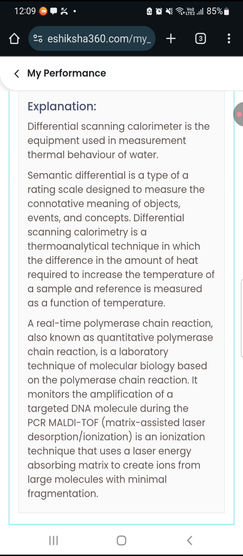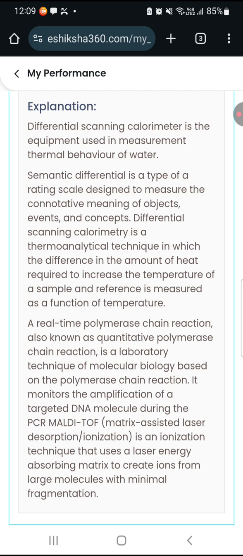Semantic differential is a type of rating scale designed to measure the connotative meaning of objects, events, and concepts. Differential scanning calorimeter is a thermoanalytical technique in which the difference in the amount of heat required to increase the temperature of a sample and reference is measured as a function of temperature.